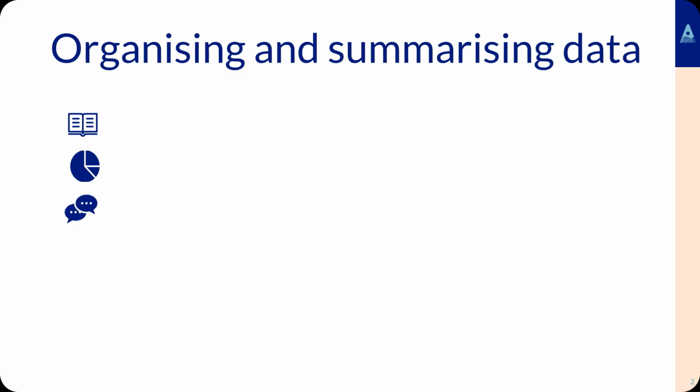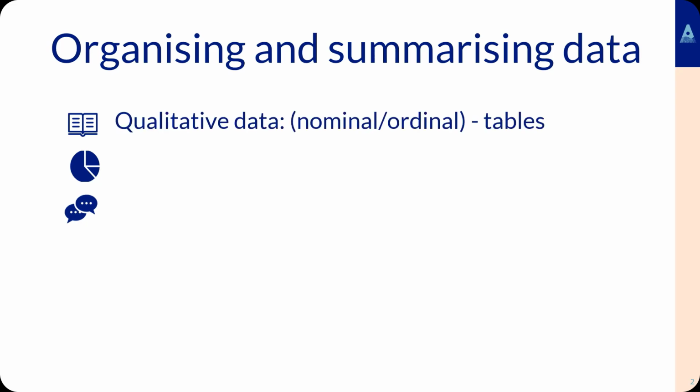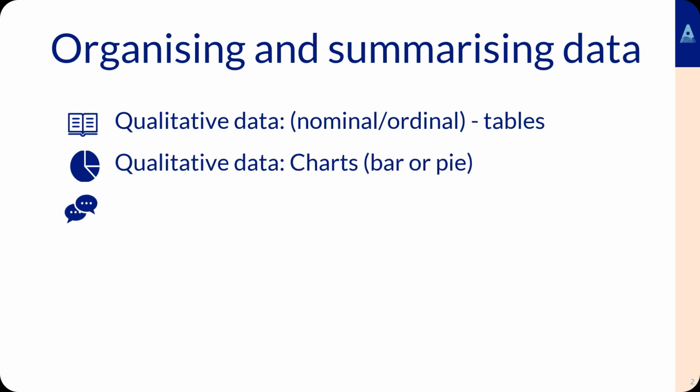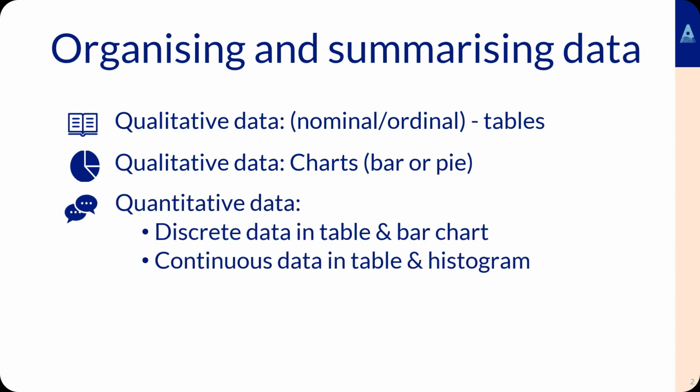Organizing and summarizing data. This is a key part of descriptive statistics. First, we look at qualitative data, nominal and ordinal data types, and constructing frequency tables for that data. So representing the data, or summarizing the data, in tables. Then we look at, for the same qualitative data, creating charts from the tables, usually of type bar chart or pie chart. Finally, we look at quantitative data, and quantitative data can be of two types.